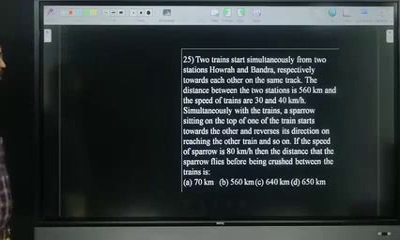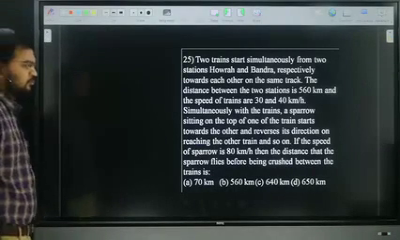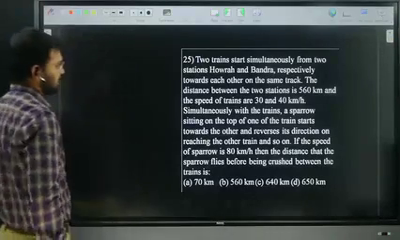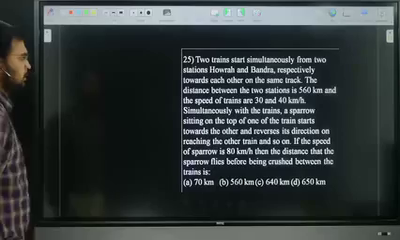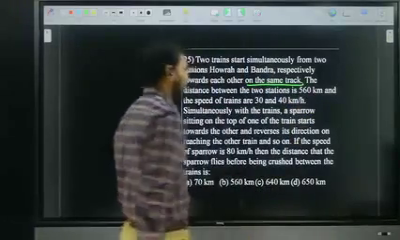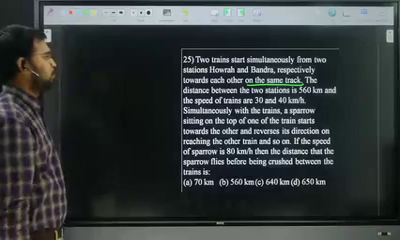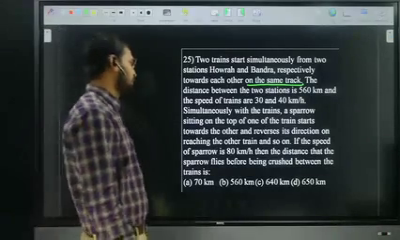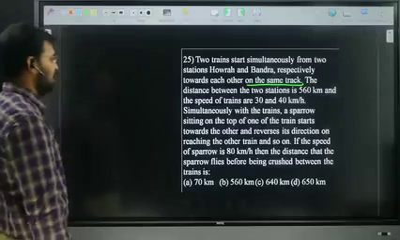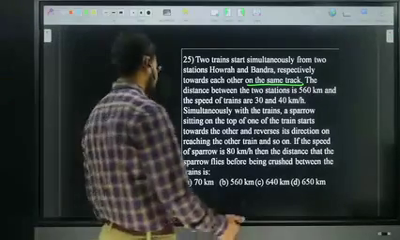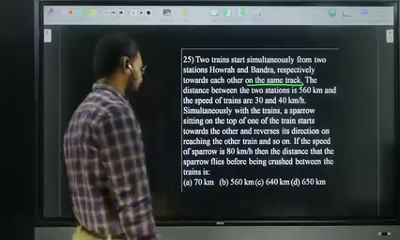Just read the question. Two trains start simultaneously from two stations, Howrah and Bandra respectively, towards each other on the same tracks. On the same track, please underline this, all of you. The distance between the two stations is 560 kilometers and the speeds of the trains are 30 and 40. Simultaneously with the trains, a sparrow sitting on top of one of the trains starts towards the other and reverses direction on reaching the other train and so on.